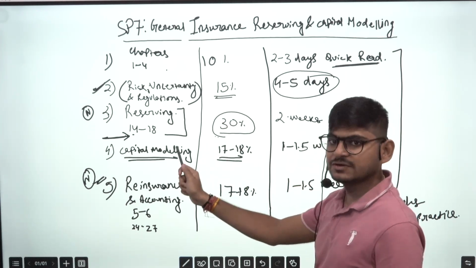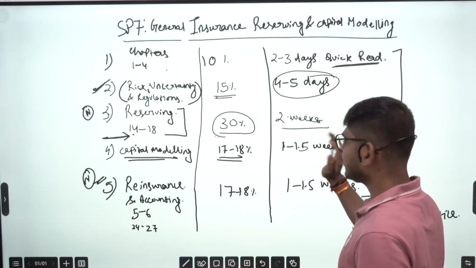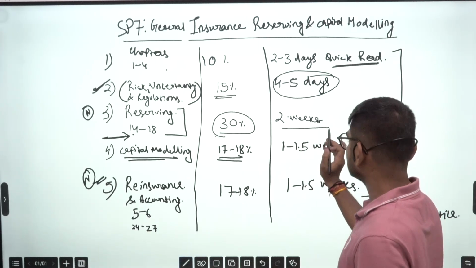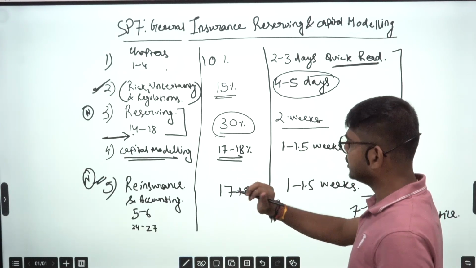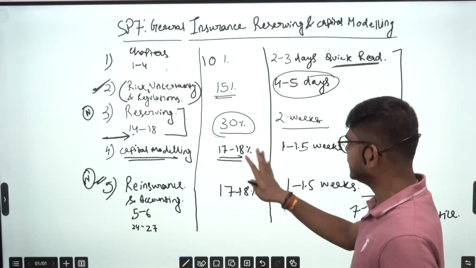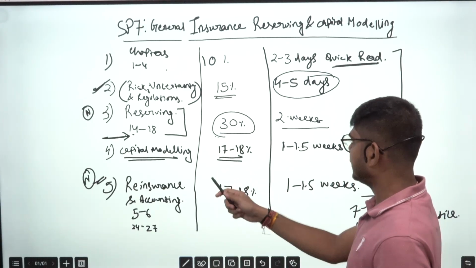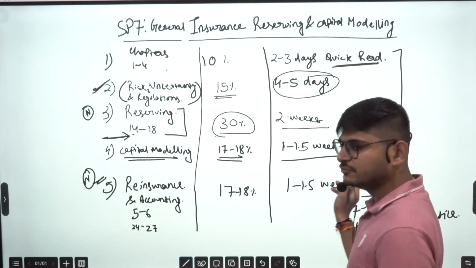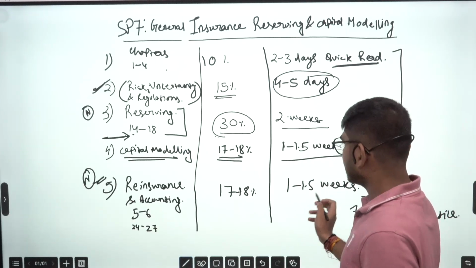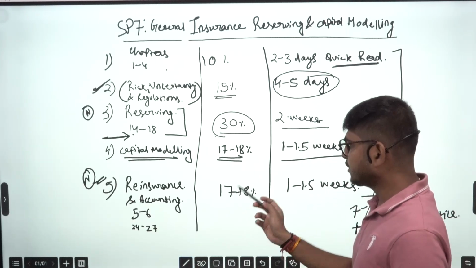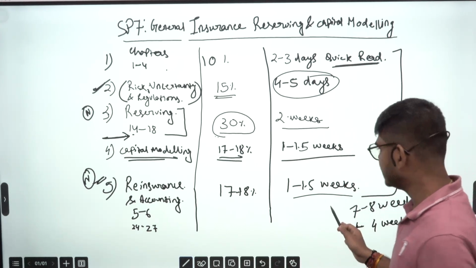Next, the reserving part, which is the biggest section. We are planning for a 2-week prep for this one. In 2 weeks you would be able to complete the syllabus for chapters 14 to 18. Next, capital modeling, again a week or so, 1 to 2 weeks. And for the last part, reinsurance accounting, again 1 to 2 weeks.